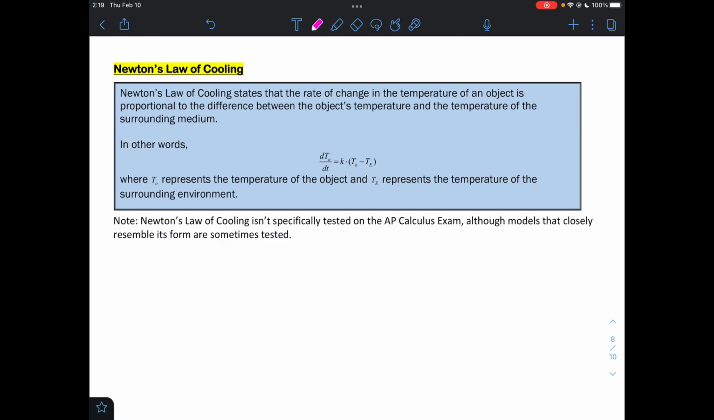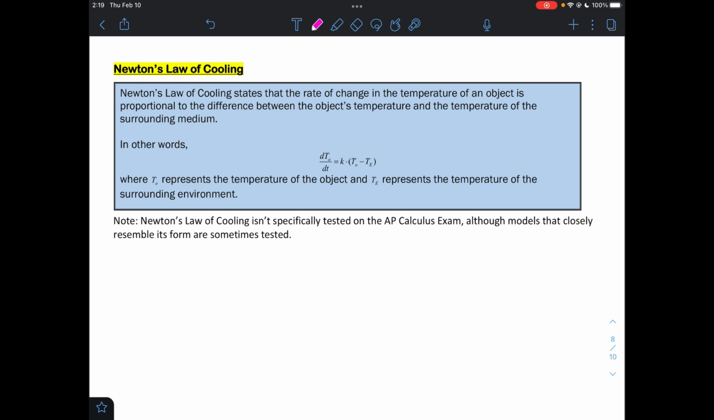All right, the coolest part about this section, in my opinion, is called Newton's Law of Cooling. Newton's law of cooling states the rate of change in the temperature of an object is proportional to the difference between the object's temperature and the temperature of the surrounding medium. What this basically means is if you take something that's really hot and bring it into a cold room, how long will it take to get to room temperature? Okay, now it's also vice versa. If you take something really cold and bring it into a warm room, how long will it take to get to room temperature?